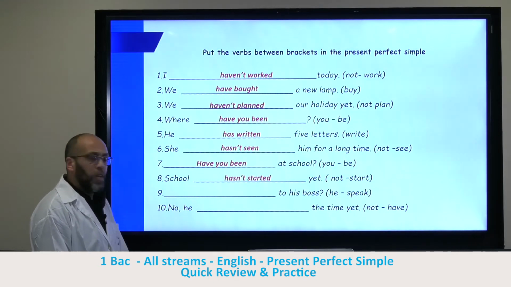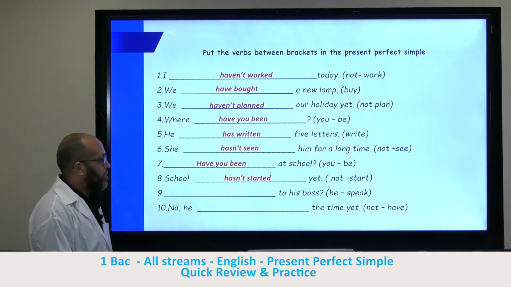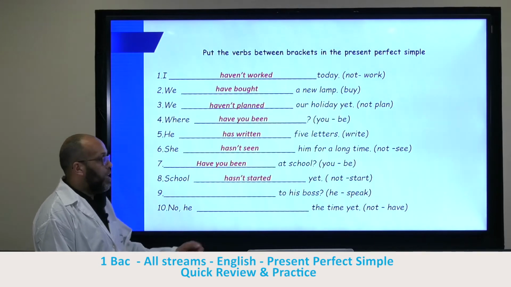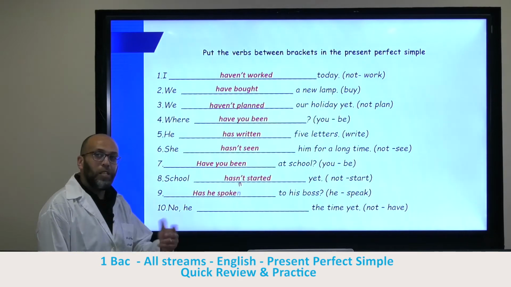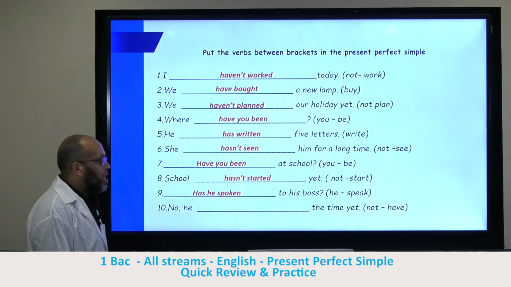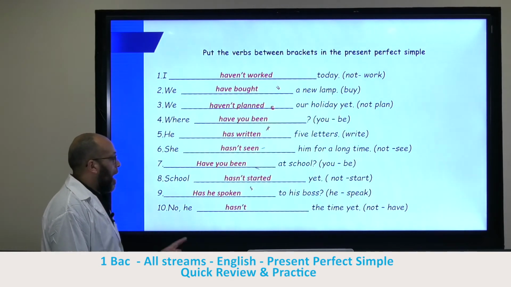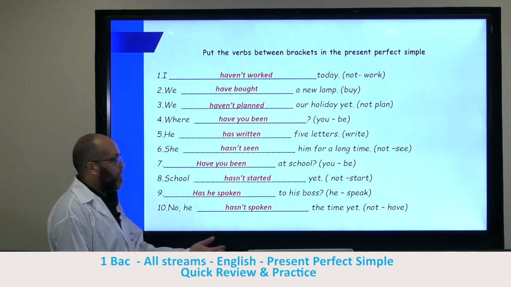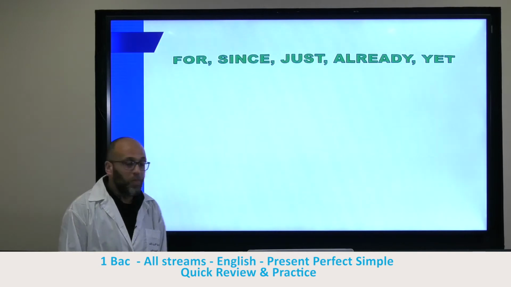9. He speak to the boss. This is an interrogative sentence. So we should say, with inversion of the subject, has he spoken to the boss? And the last one we have, no, he not have the time yet. Of course we should say he hasn't had time yet. So we say no, he hasn't had the time yet.